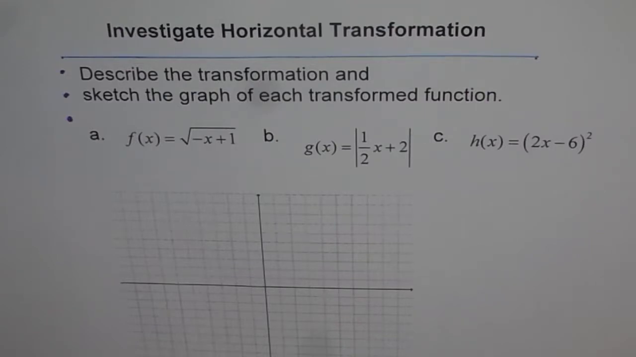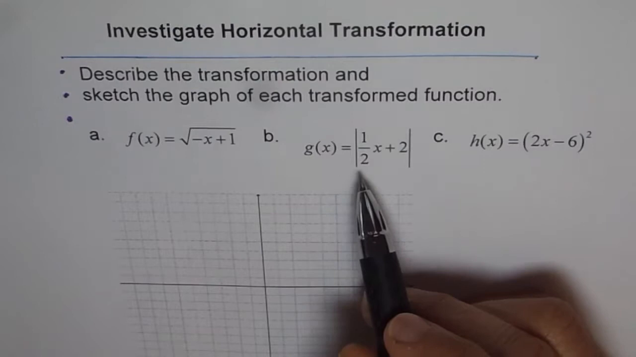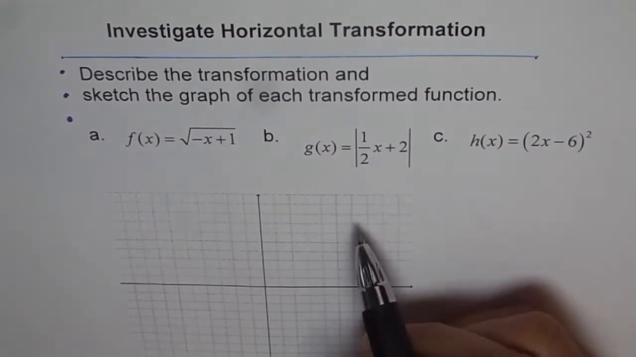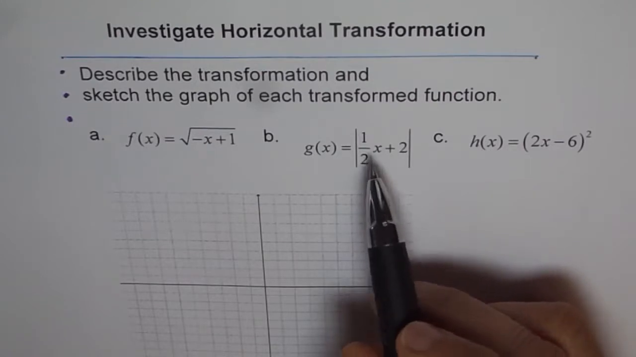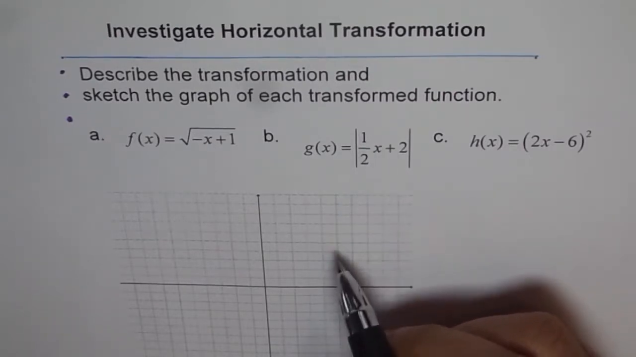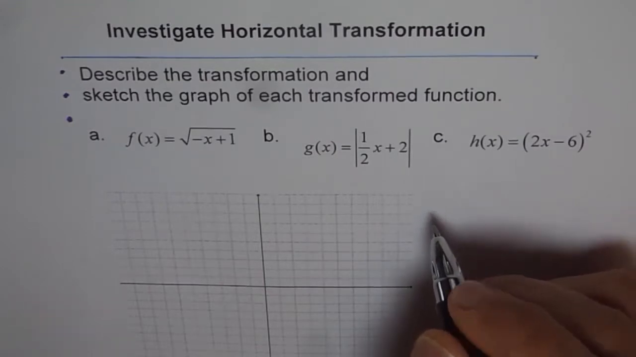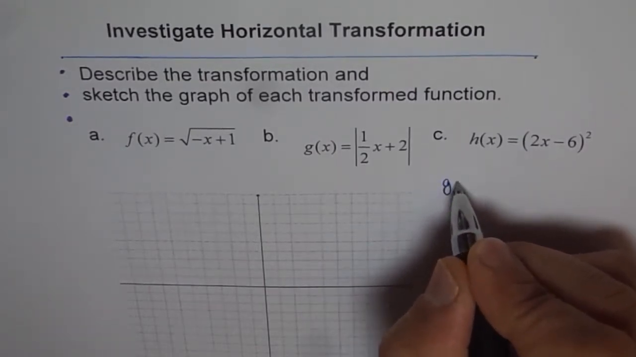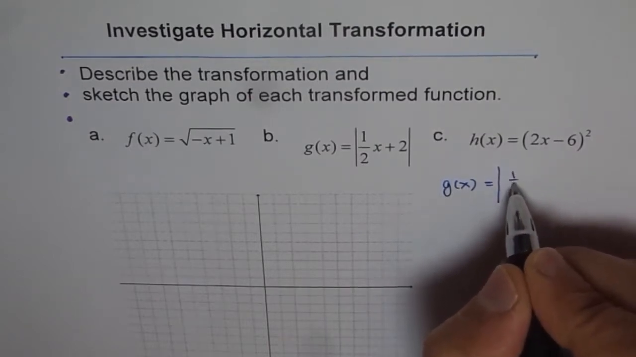I will do one of them for you and leave the other two. This time I will do the absolute function. In this, g of x is given to us as the absolute value of half of x plus 2. You need to describe the transformation of this function and then sketch it. So let's start writing the transformation. It is g of x equals the absolute value of half.